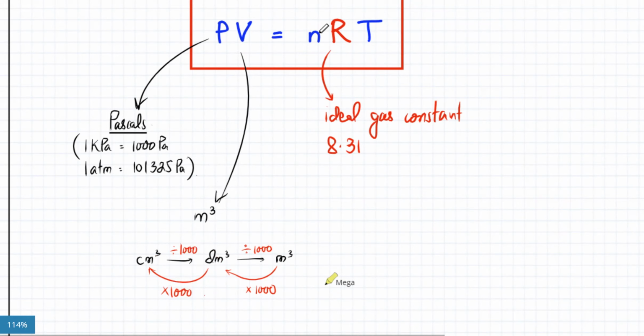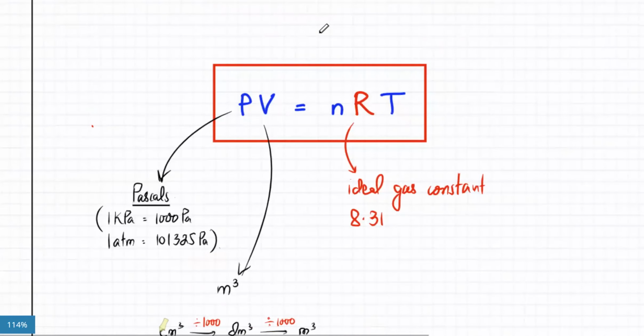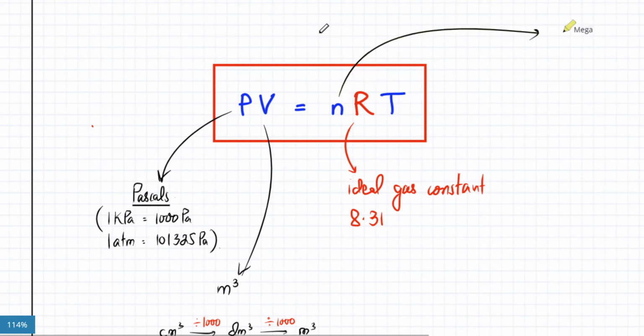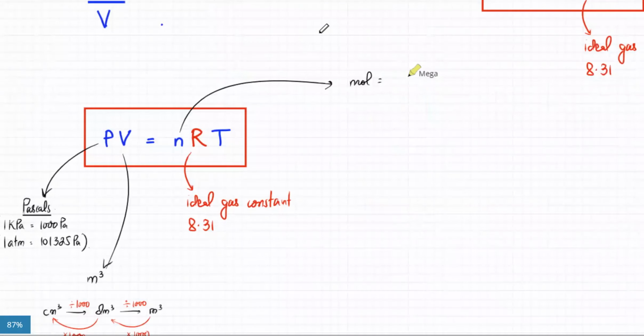Now, n over here is moles, which is fairly obvious. And you've got a number of formulas for calculating moles. So n is moles. Now, the formulas for moles that you can use are moles equal to mass divided by Ar or Mr. I'm going to write down all those formulas. So if the mass of the gas is given, you can find moles.